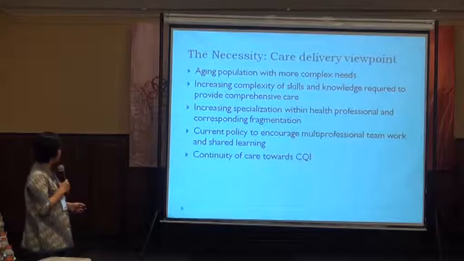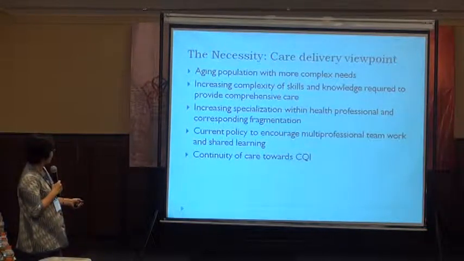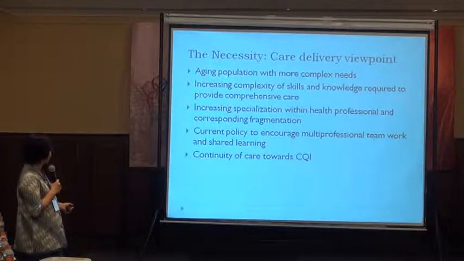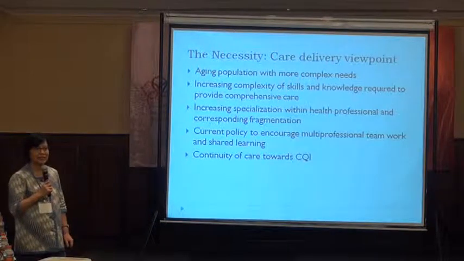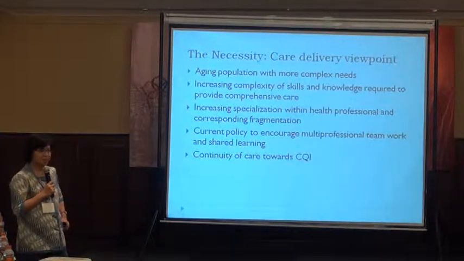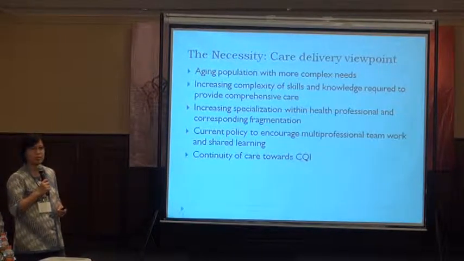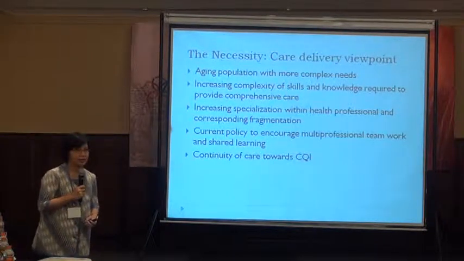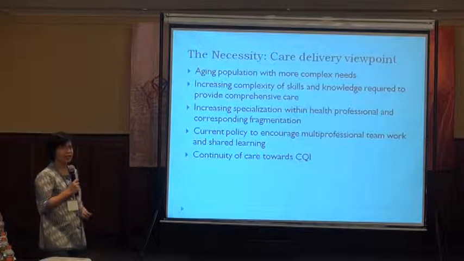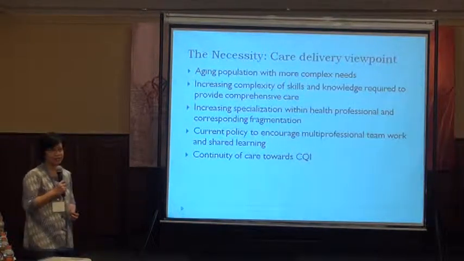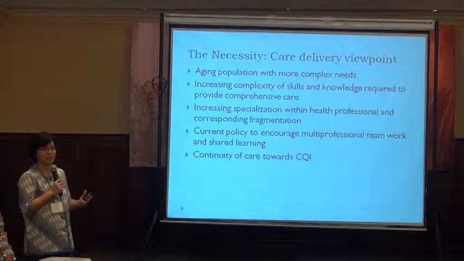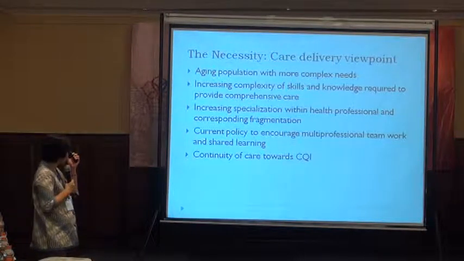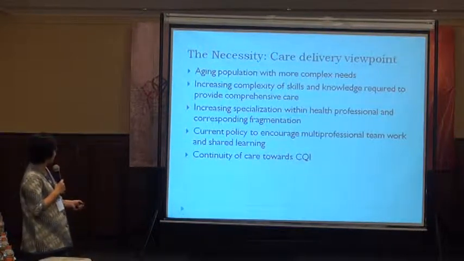Now, why do we need this multidisciplinary team, whether in the context of patient care or in the context of research? I think in the context of patient care delivery, one of the reasons is the aging population. With the elderly, all the problems become more complex. And yes, we have gerontologists, geriatricians, but I think not all the problems can be solved by geriatrics. So this requires more complex care and more complex needs.